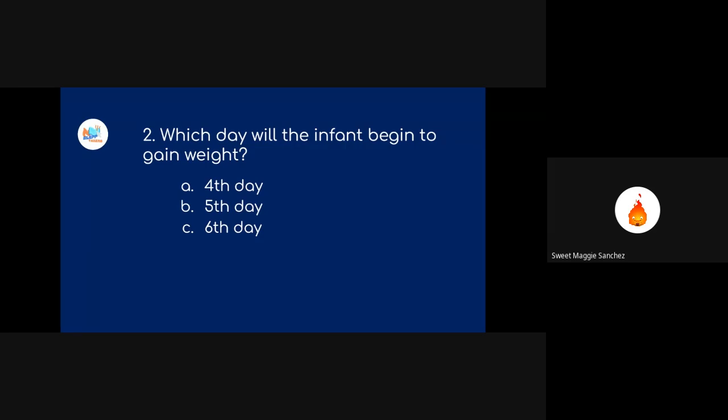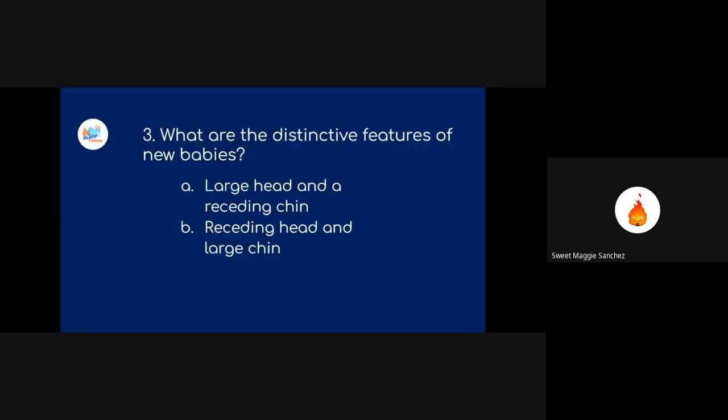Okay, timer stops. Question 3. What are the distinctive features of new babies? Is it A, large head and a receding chin? Or is it B, receding head and large chin? Timer starts now.